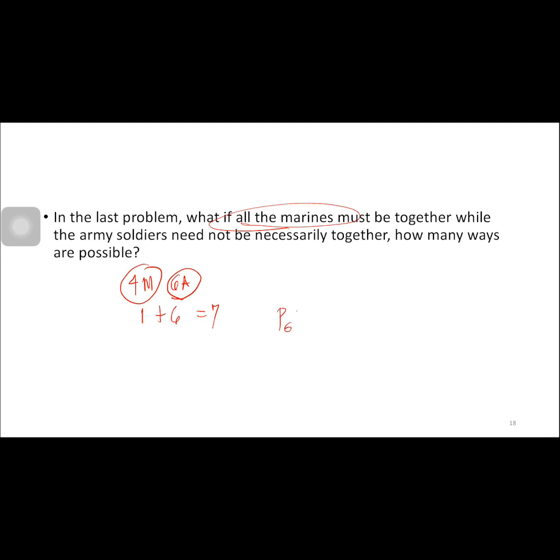So we have PG is equal to 7 factorial times the arrangement of the Marines in their group, that is 4 factorial. Of course, for the Army soldiers, we have 1 factorial times 1 factorial, six times, which is already 1. So that would be 7 factorial times 4 factorial, that is equal to 120,960.